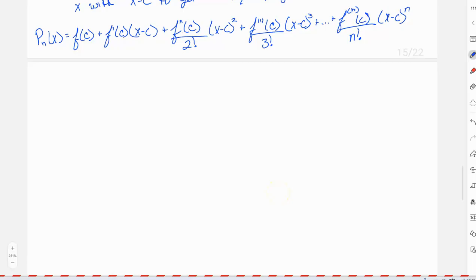So let's go through that derivation with an example. Let's consider the function f of x equals e to the x. So e to the x is not a polynomial function. Our goal is to model a polynomial function that's centered around x equals 0.